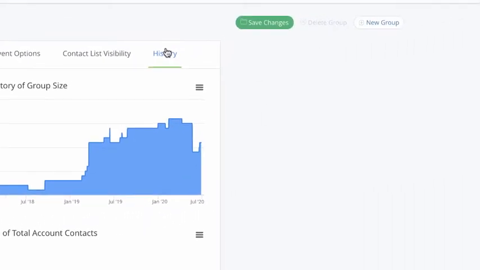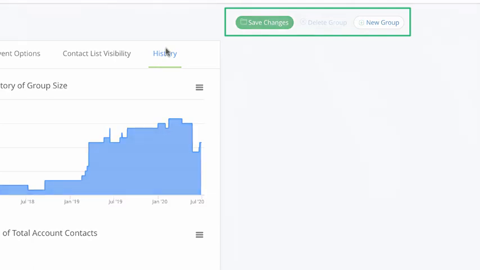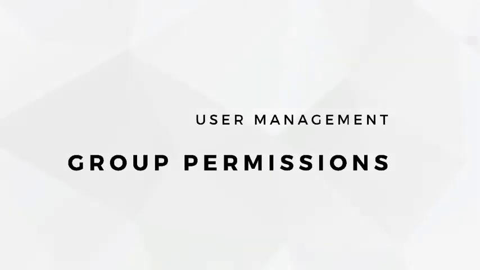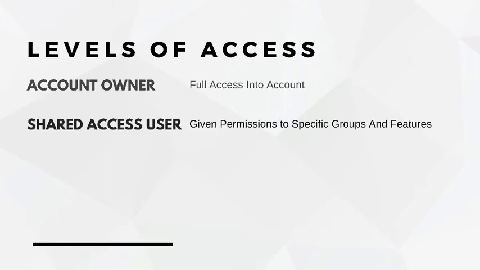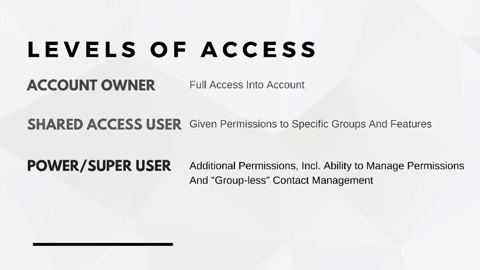Along the top right, you can save all of your changes, delete a group, as well as create new groups within your account. Each group can have its own custom permissions that you give your team to manage and work within this specific group. The different levels of access include the main account holder, which has full access throughout the entire account. Next, you have the shared access user. These users are given permissions into specific groups and features within your CRM.